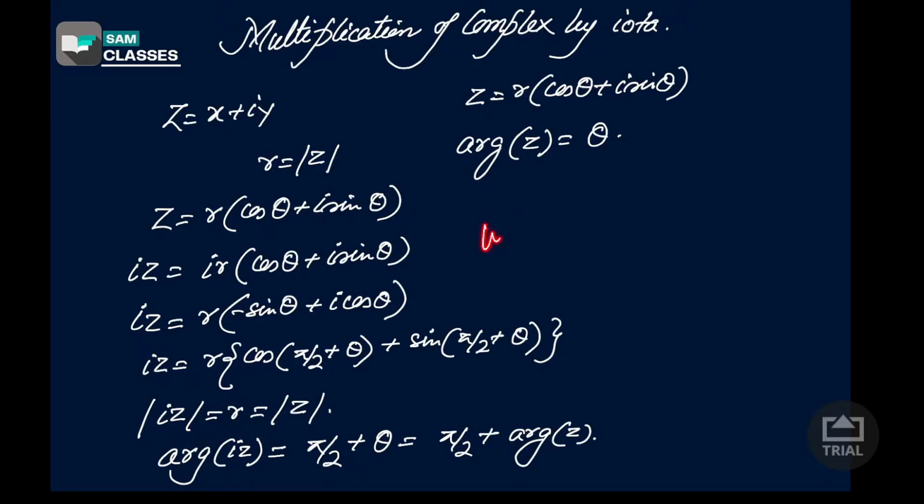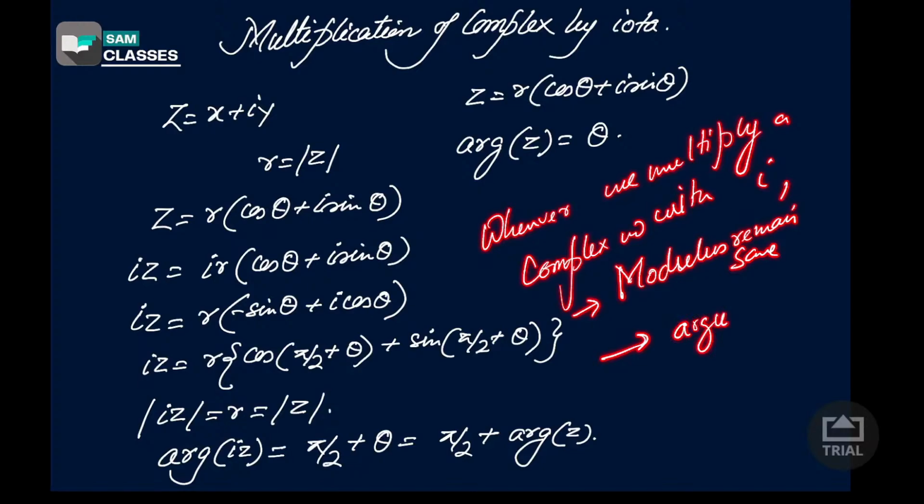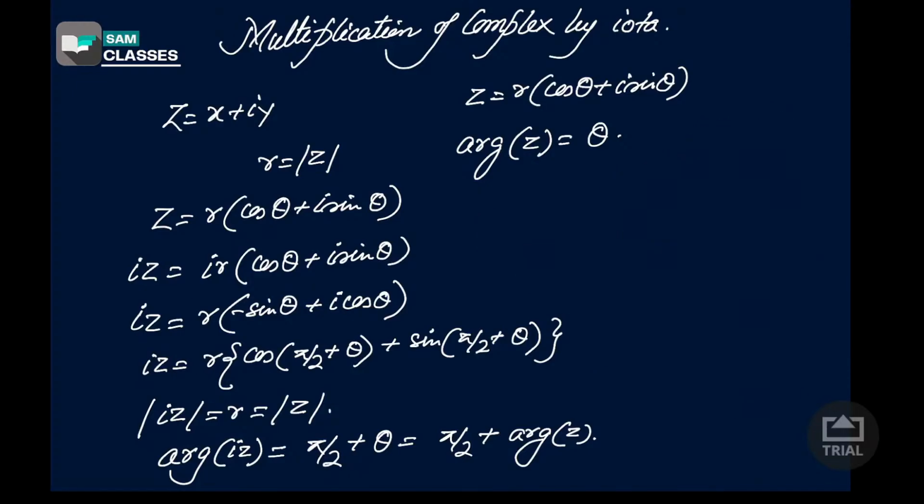Whenever we multiply a complex number with iota or i, the modulus remains the same. First point, modulus remains the same. And number two, what changes? The argument gets increased by 90 degree. Clear everyone? Got it?